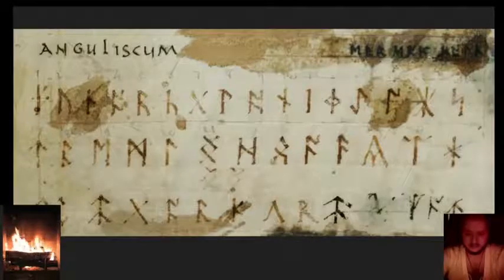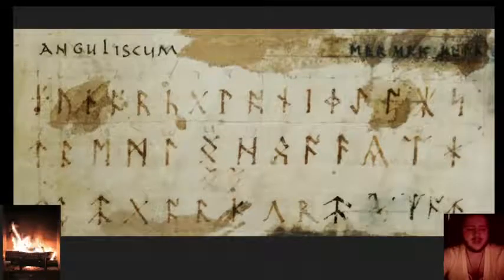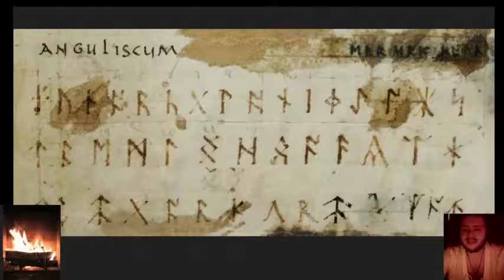So what we're going to be reading tonight, and probably for the next couple weeks, is what's called the Old English rune poem. And it is basically a series of very short stanzas that are kind of like riddles for the names of the letters.